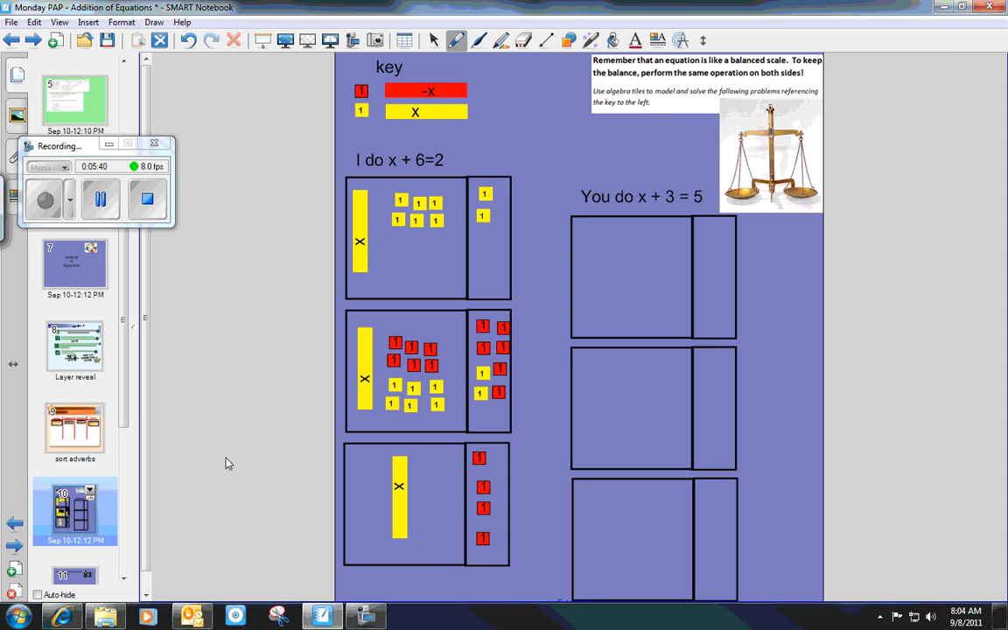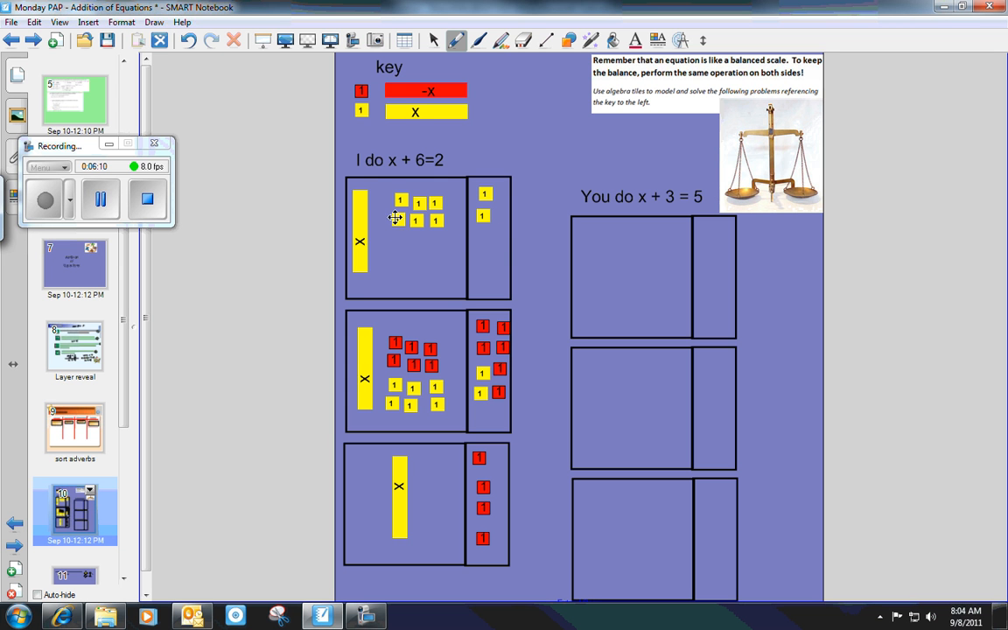We're going to show you how to solve these problems with models, and you'll be given a key. Remember that the equation is like a balanced scale. I mentioned that just a little bit ago. To keep the balance, to keep both sides equal, you have to perform the same operation on both sides. We don't do subtraction on one side and addition on the other. Those are opposites. We have to do the same thing to both sides. So if I subtract on the left side, I also have to subtract on the right side.